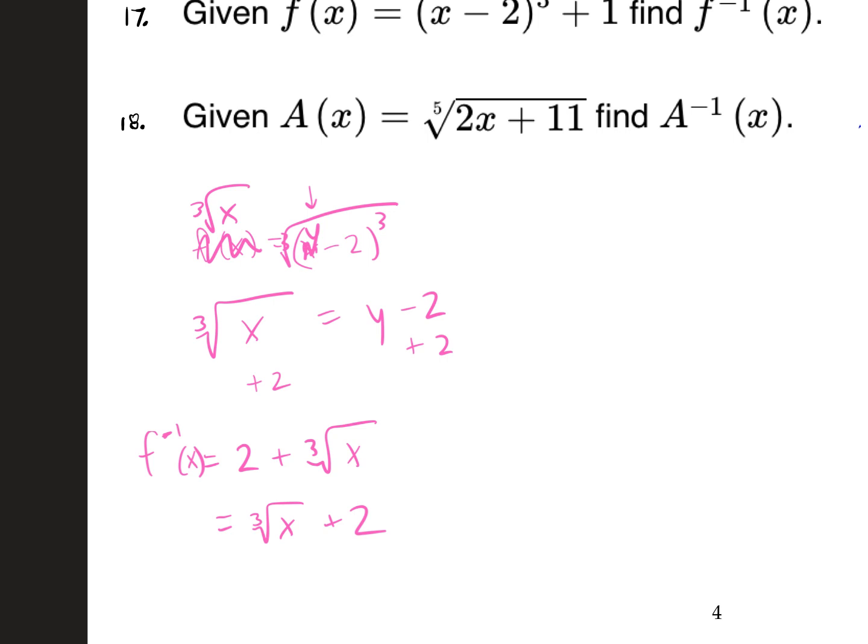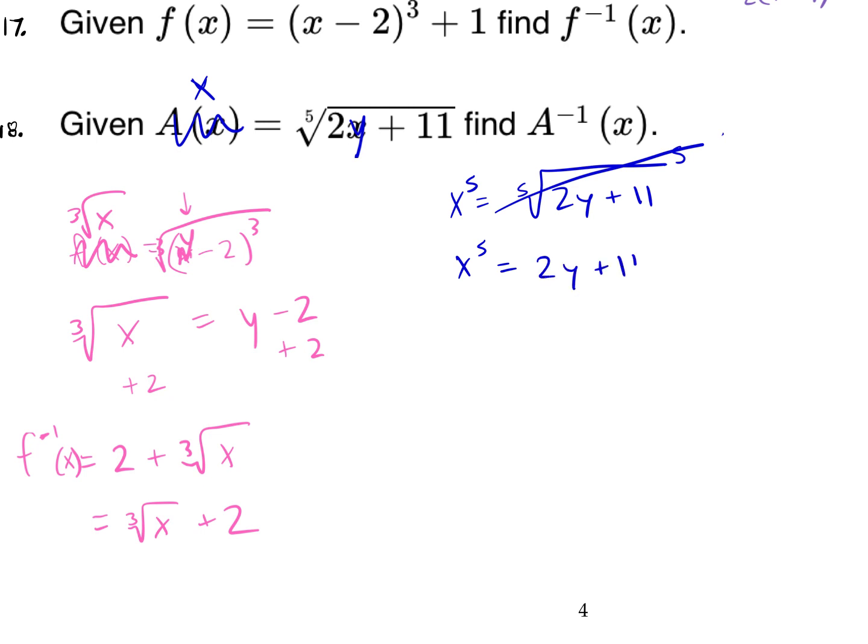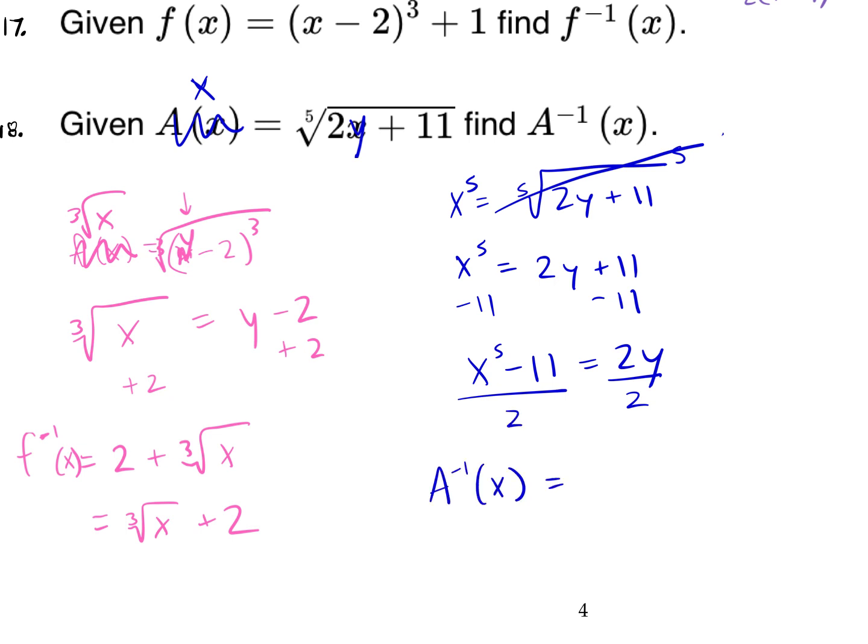And then last, I have 18. So I'm going to switch the x and y. I'm going to make this one x. Y goes inside. So x is equal to the 5th root of 2y plus 11. I have to raise both sides to the 5th power to get that to cancel out with the 5th root. So x to the 5th power is equal to 2y plus 11. Subtract 11. X to the 5th power minus 11 is equal to 2y. And then divide both sides by 2. So a inverse of x is equal to (x to the 5th power minus 11) over 2.